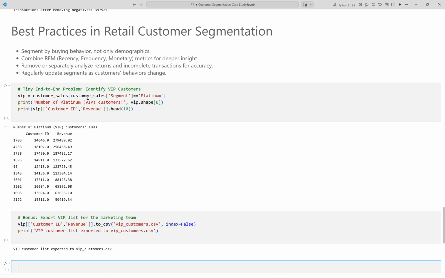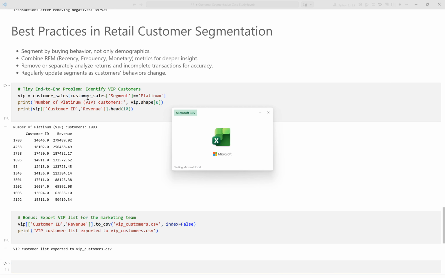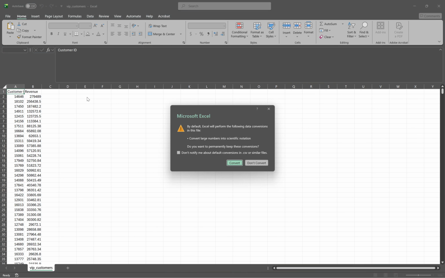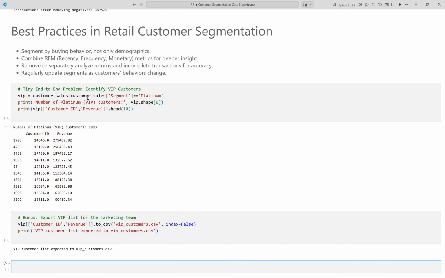Now opening the exported VIP customer list so the marketing team can start planning outreach. You can open this CSV in Excel, Google Sheets, or any marketing CRM.